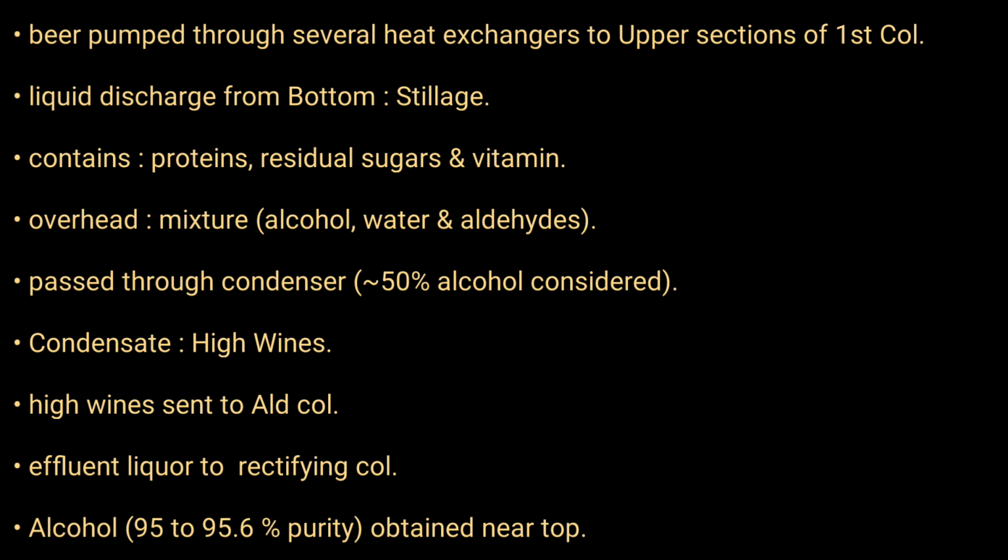Product purification. This step includes 3 distillation columns. The beer is pumped through several heat exchangers to the upper section of the first column. The liquid discharge from the bottom of the first column is called stillage. It contains proteins, residual sugars, and also some vitamin products. Hence, it is often evaporated and used as animal feed.